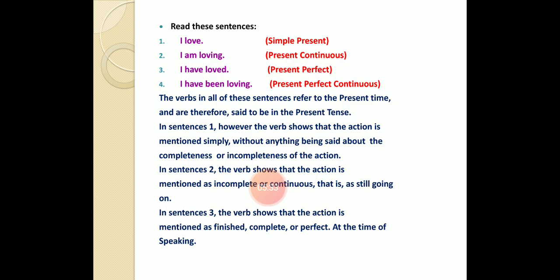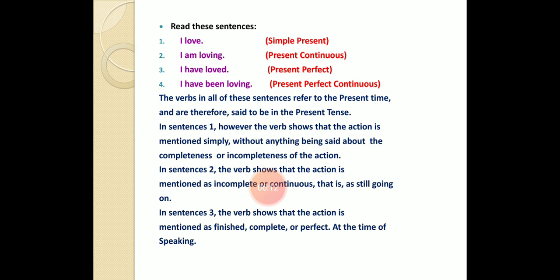It is the example of simple present or present indefinite. I am loving is the example of present continuous tense. I have loved, present perfect tense. I have been loving, present perfect continuous tense. I have been loving for 3 years. This is for. I have been learning this book since 2 o'clock. Since and for. For is used for a period of time, and since is used for a point of time.